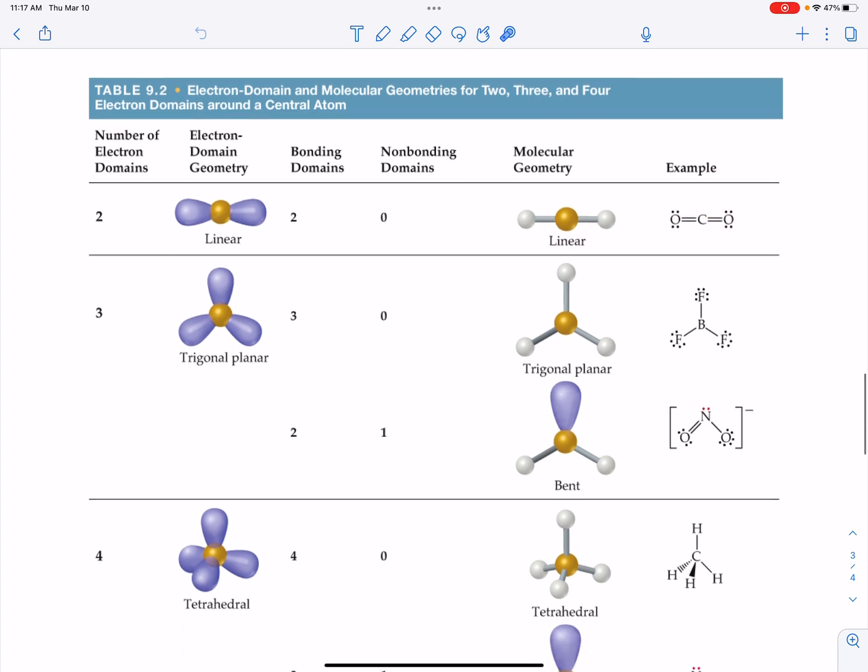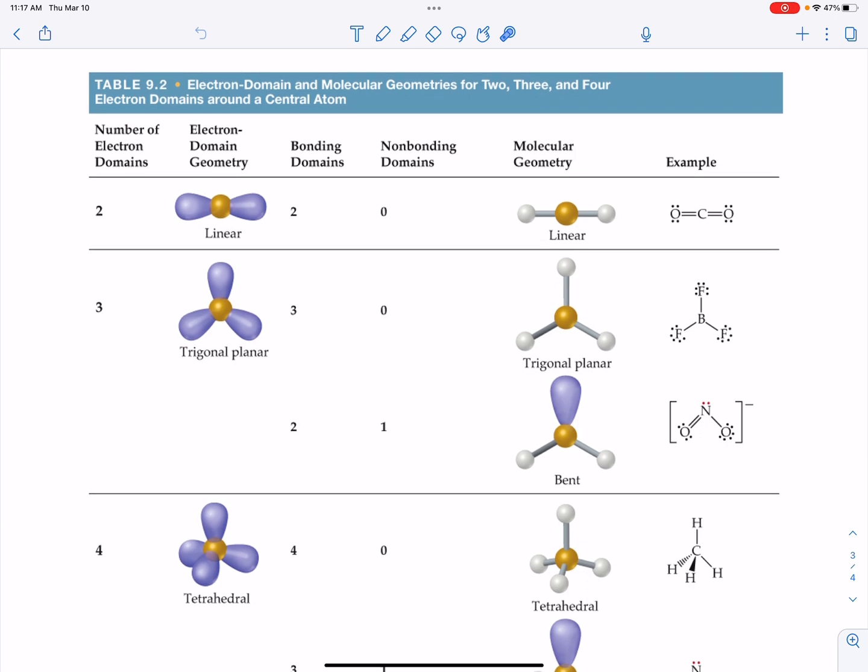If you go to the trigonal planar, where there's 3 domains, if all 3 are bonds, then the name of the molecular geometry is also called trigonal planar. But if 2 of them are bonds and 1 is a non-bonding pair, in other words, there's no atom up here, in that case, we call this a bent geometry, a bent shape, or molecular geometry. Okay, so an example of this would be like NO2 minus.